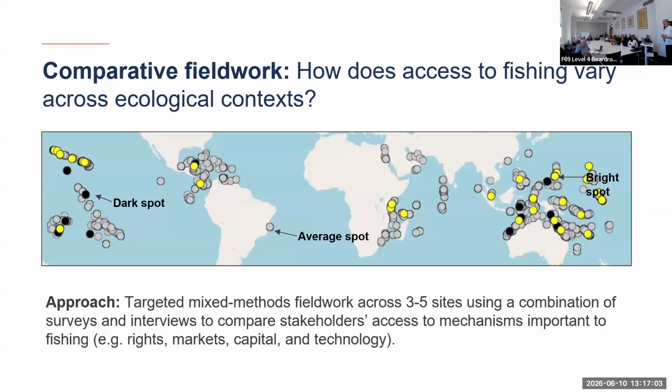And in the comparative fieldwork chapter, I'll be conducting this as part of the wider fieldwork and research that my group does. So we'll be going out to some of these places shown here that are mapped as bright, dark, and average spots. The bright and dark spots are places that have been identified as having fish biomass more than 2 standard deviations above or below expectation. So essentially they're outliers, places that are doing substantially better or substantially worse than you'd expect, given the socioeconomic and environmental conditions they've been exposed to.